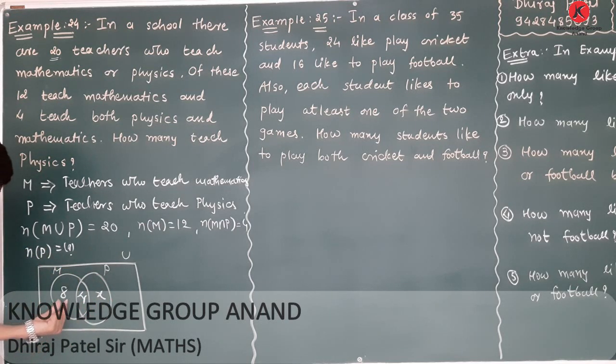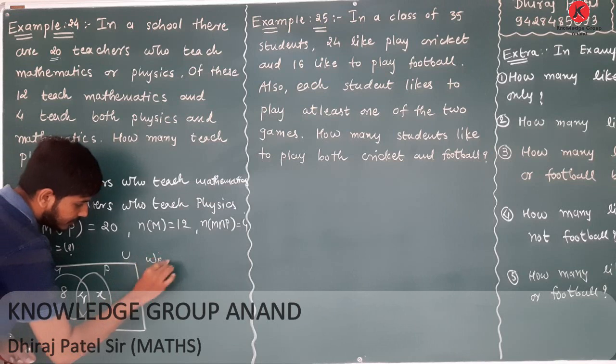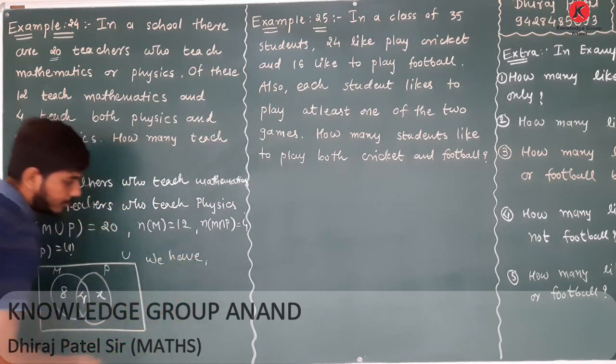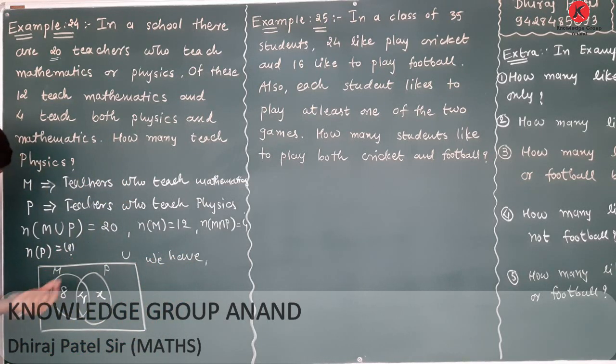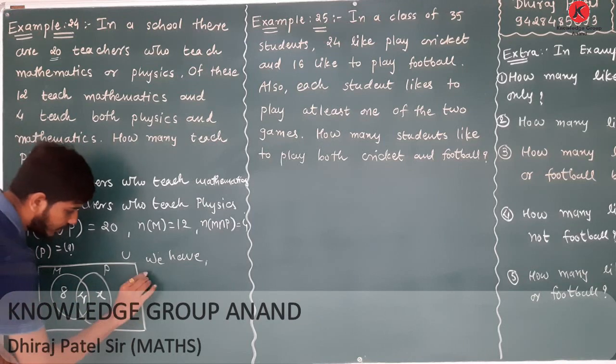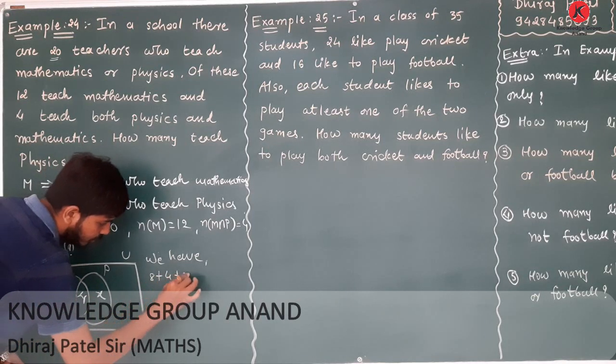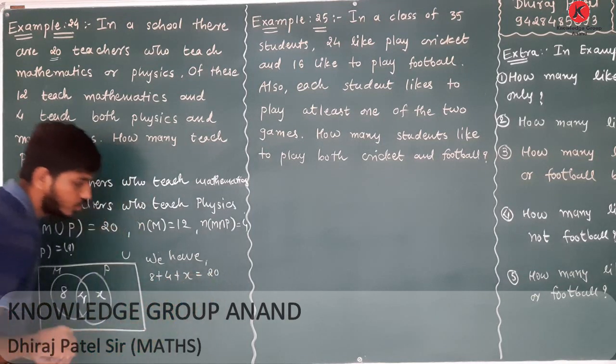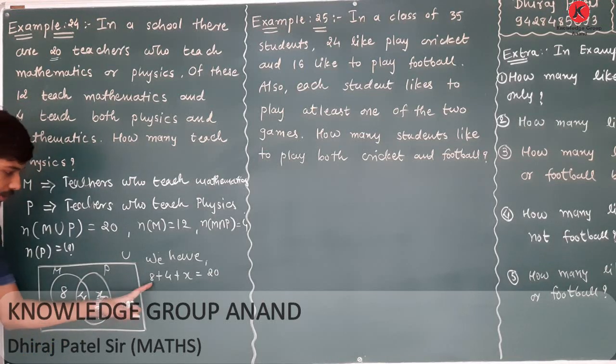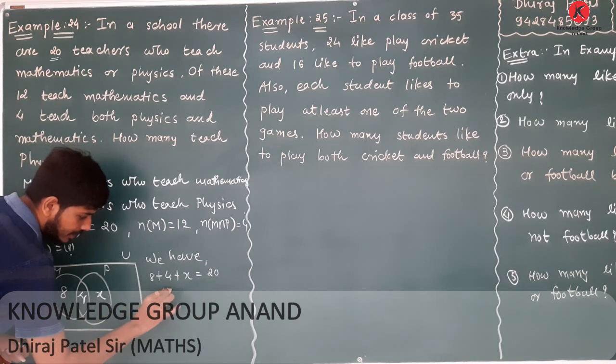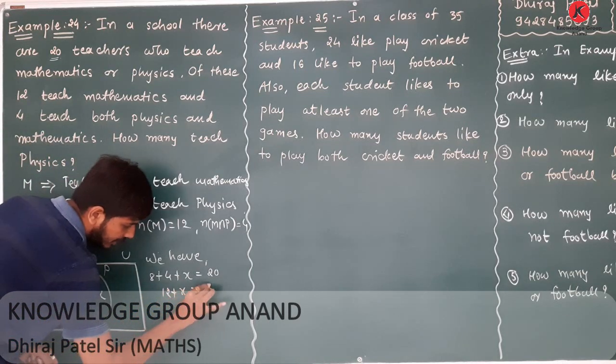Therefore, addition of these 3 equals 20. So we have total number of elements is 20 of M union P. Therefore, we can say that 8 plus 4 plus x equals 20. Now, solve it out. 8 plus 4 equals 12. 12 plus x equals 20.